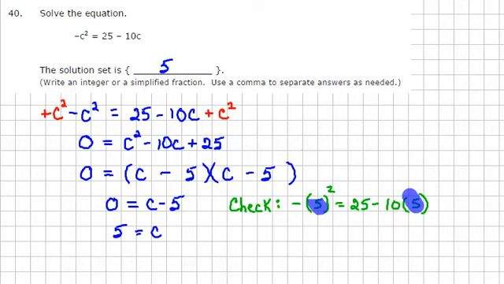Now we go ahead and simplify each side. The square of 5 is 25, and the opposite of that is negative 25. And on the right-hand side, 10 times 5 is 50, and 25 minus 50 is also negative 25. Negative 25 equals negative 25, our solution checks, and so we know that 5 is indeed the solution.